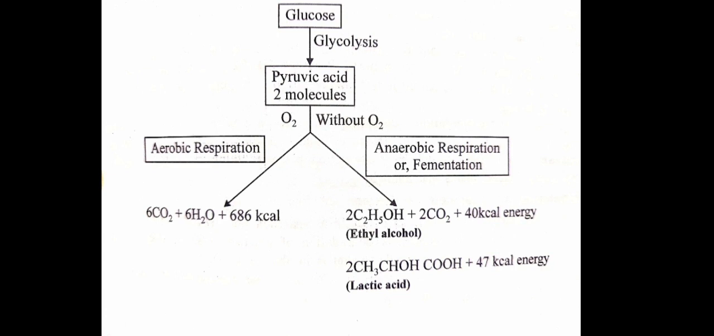Then after the Krebs cycle, the electron transport chain will occur in the inner mitochondrial membrane. In the process of electron transport chain, finally the ATP will be formed in the process of oxidative phosphorylation. Phosphorylation means the production of ATP.